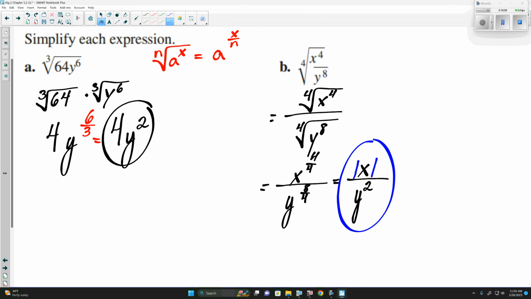Any questions on any of this here? And again, if you notice with most of this here, like yesterday and the day before, we're just manipulating what we have to get it written in a simpler form.